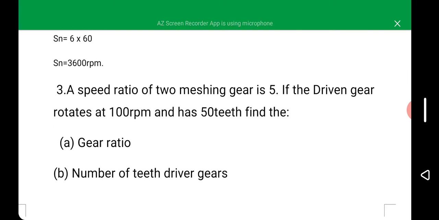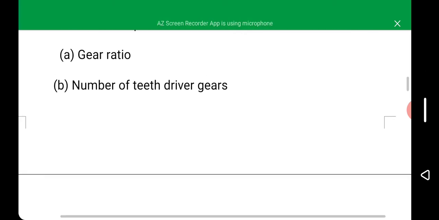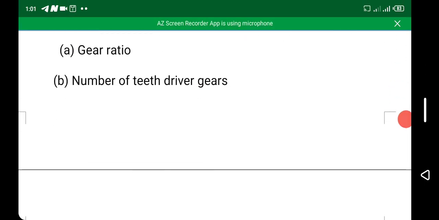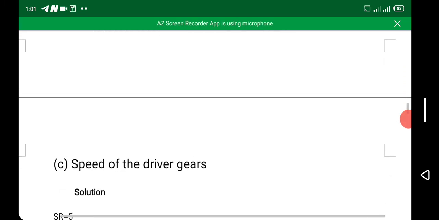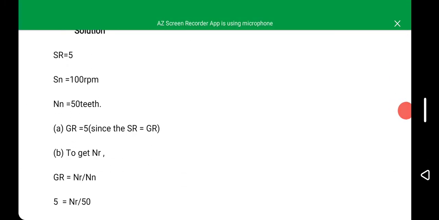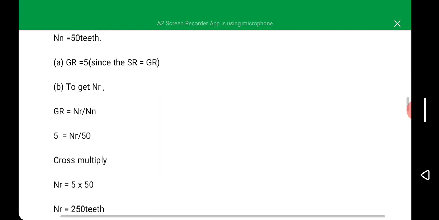The question number 3. So this is another question. A speed ratio of two mesh gears is 5. If the driven gears rotate at 100 revolution per minute and has 50 teeth, find the gear ratio, the number of teeth of the driver gears, and the speed of the driver gears. Since the speed ratio is given in the question, as usual, as we all know, our gear ratio too will be 5.